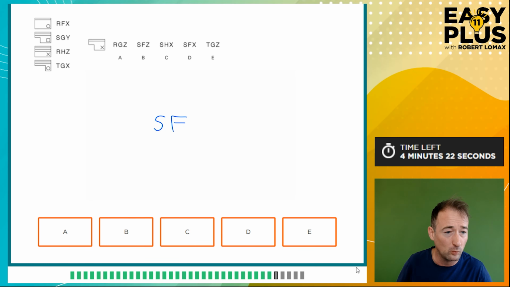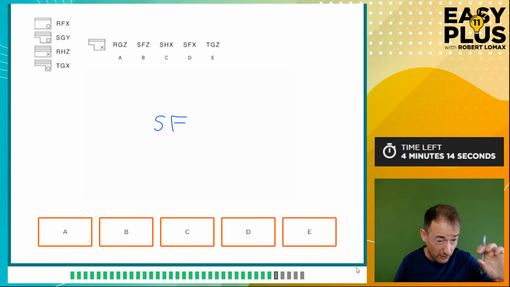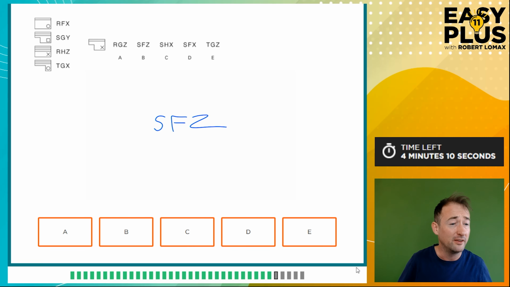Last column, X, Y, Z, X. What do the first and last have in common? They've got a circle on the inside. It's not so bad. The question shape has got a cross on the inside. That's the third example. So it's Z, S, F, Z.